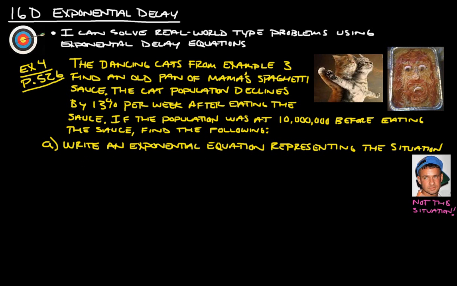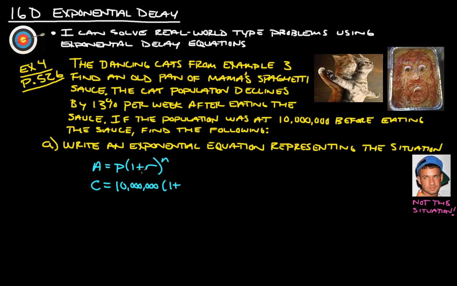So what we can do, if we remember from chapter 13, we have A equals P times 1 plus r, all to the n, right? A is the current population in this case. P is the original population. 1 plus the rate as a decimal, and then n is the number of weeks in this situation. So let's put C for the cat population. Initial population is 10 million. And then we have 1 plus the rate, which is 13%.